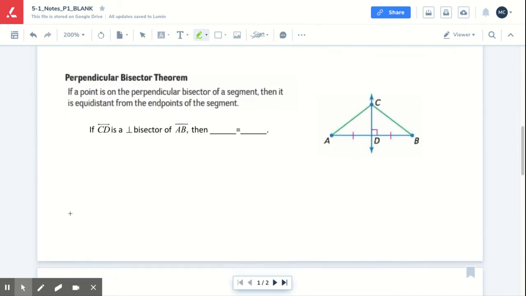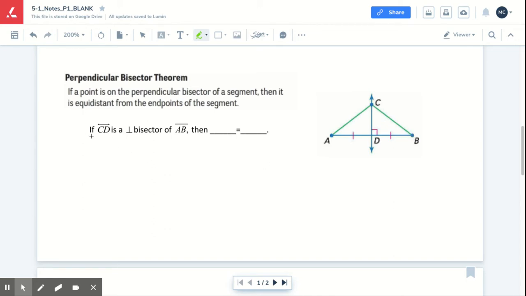So that brings us to a theorem. Our perpendicular bisector theorem says that if a point is on the perpendicular bisector of a segment, then it is equidistant from the endpoints of the segment. So any point on this line, this perpendicular bisector here, would be equidistant from A as it is from B.